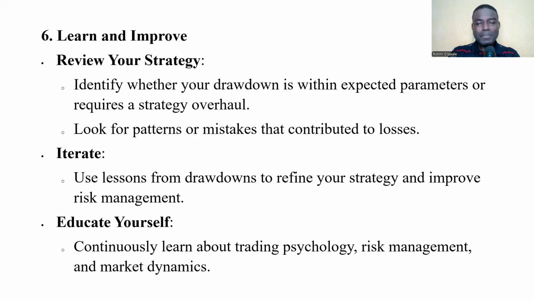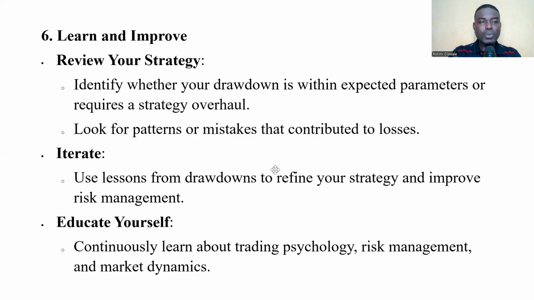So if you consistently keep having drawdown, then you need to review your strategy, whether you need to overhaul the strategy or possibly dump the strategy and look for a new one, or if you need to tweak one or two things to make the strategy more effective. Sometimes you may need to just remove one or two indicators or add one or two other tools to make it better. So look for patterns or mistakes that contributed to the losses. So what patterns or what mistakes did you make that contributed to the losses? You need to be honest with yourself in this area.